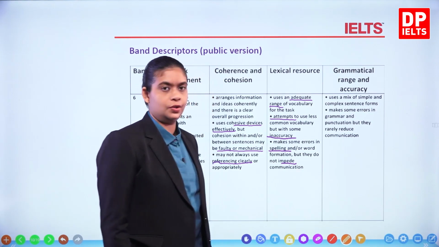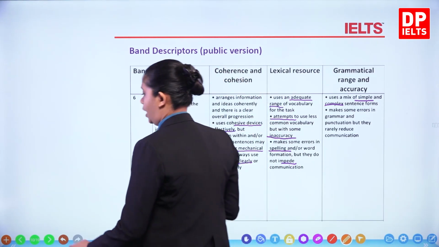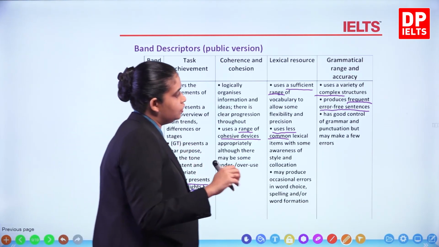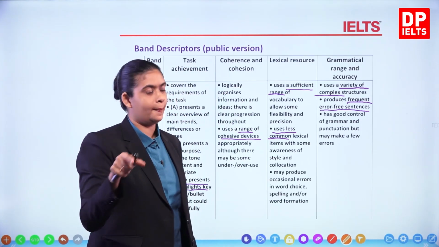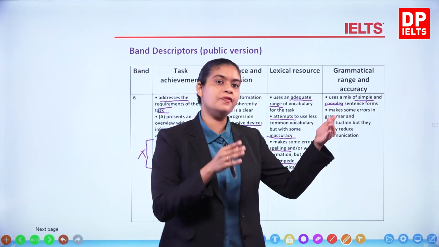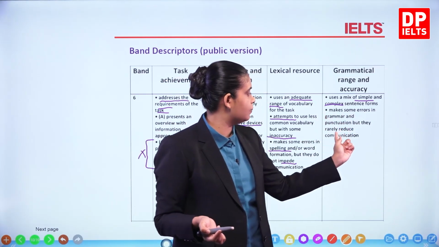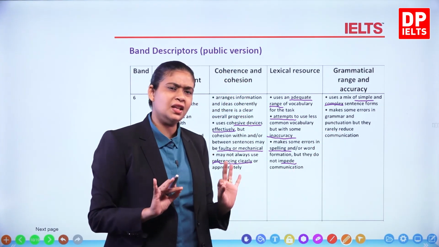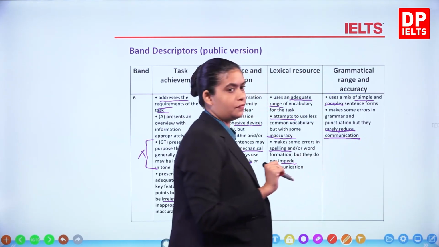Grammatical range and accuracy. So here you use simple and complex. Now that is why I say 6 to a 7 is a big jump. At 7, you are using a variety of complex sentences. However, when it comes to 6, you're using a mix of simple and complex, right? You do make some errors, right? And punctuation, but rarely, very, very rarely, only it will reduce the communication. If not, it is fine.